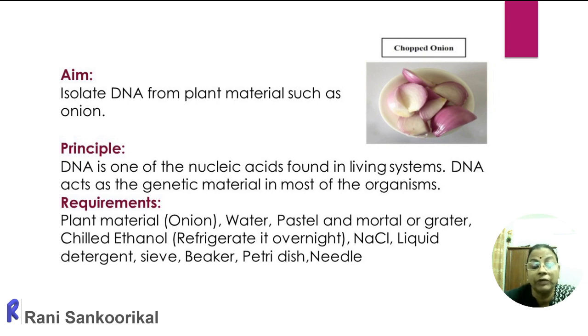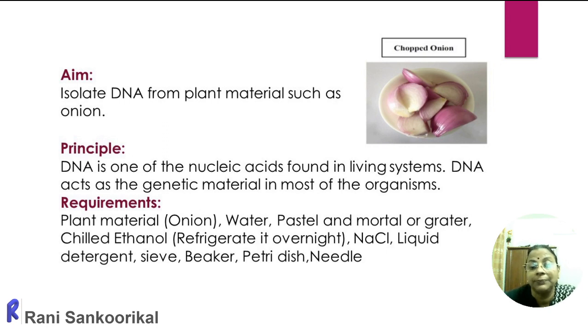Then the next one is chilled ethanol. So how can we make chilled ethanol? We have to keep the ethanol in the fridge overnight, and it should be super cooled. That type of chilled ethanol is used for precipitating the DNA which is already separated from the plant material. When you add the chilled ethanol, the DNA threads will precipitate and separate from the suspension, and then they will be floating on the top.